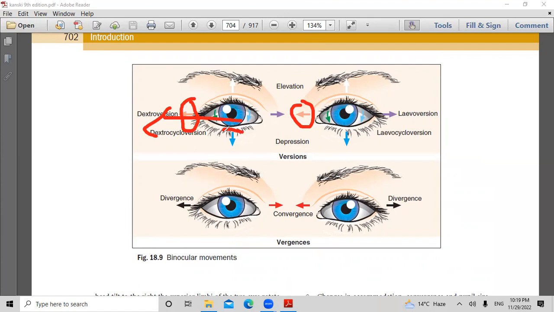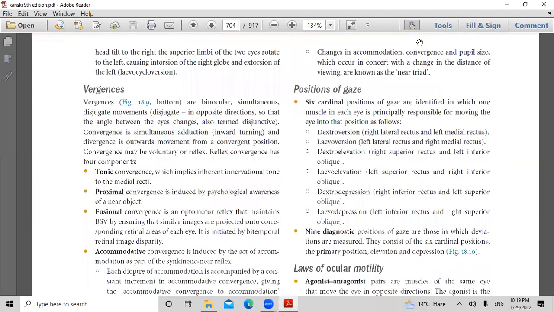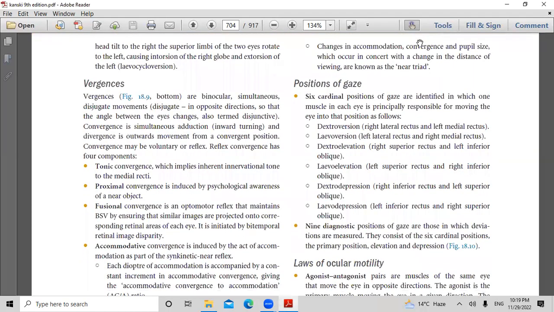And when he has depression, both eyes will be depressed. And when we have version, look at the arrows in the same shape and the same color, they will go there. And here we have the convergence and the divergence. We will talk about the convergence and divergence. I hope it's clear until now. Yes, Saina, read the vergences.